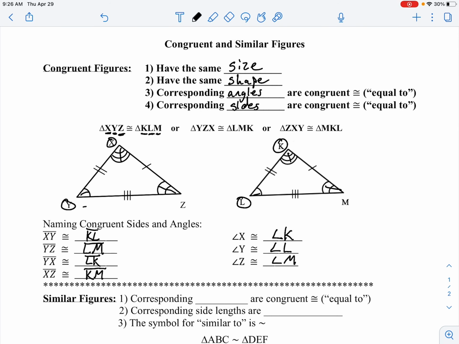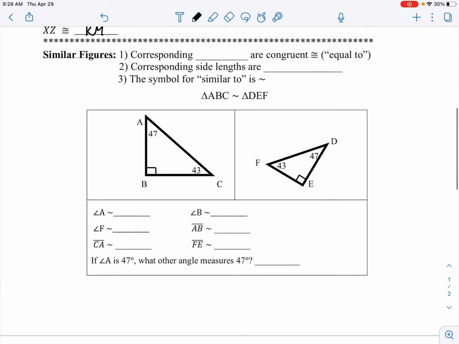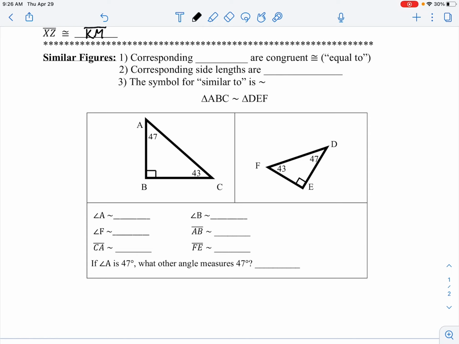Alright, so that's all about congruency. Same size, same shape. So corresponding angles are equal and corresponding side lengths are equal. So now we're going to talk a little bit about similar figures. So similar is a little bit different than congruence.